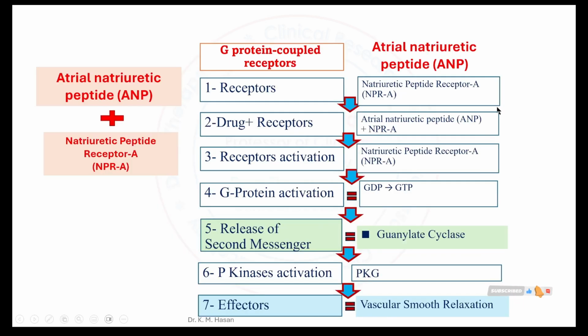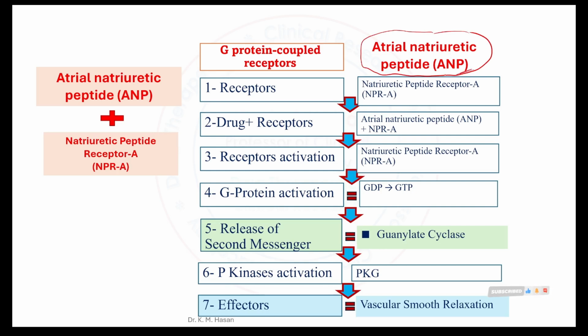Okay, we have an example here, a clinical application, for a peptide produced from the brain and the heart. We call this peptide atrial natriuretic peptide, ANP. This hormone or peptide is produced from the heart and the brain, mainly the heart.